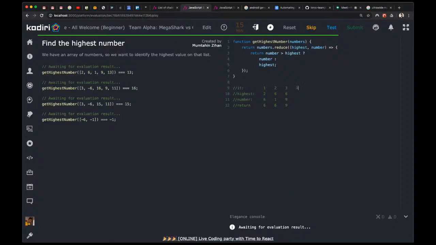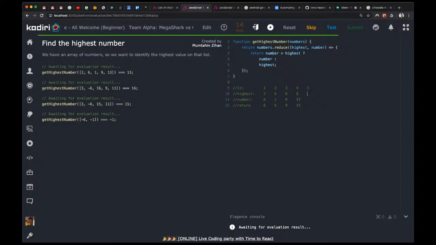So iteration number 4. Question for Elena. What's the highest? It is 9. Correct. So now question for Aaron. What's the number? 13. That's correct. So now question for Max. What do we return? 13. That's correct. And now question for Lauren.